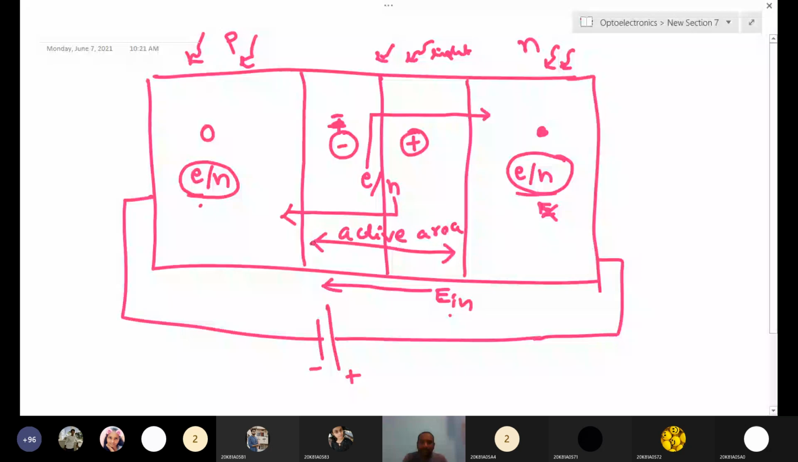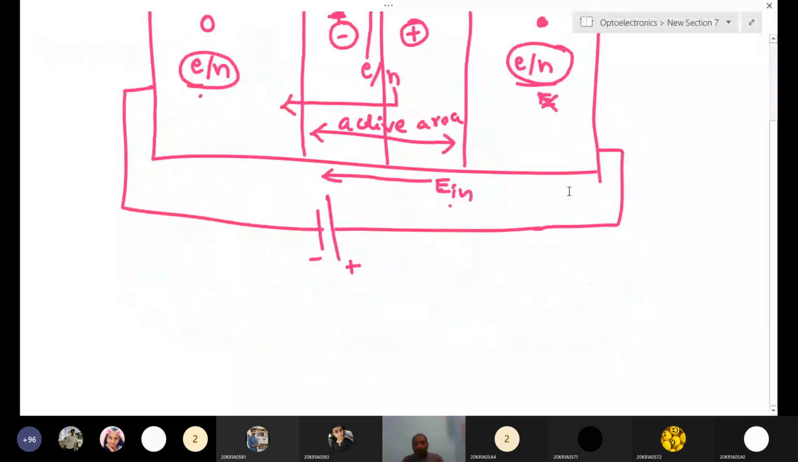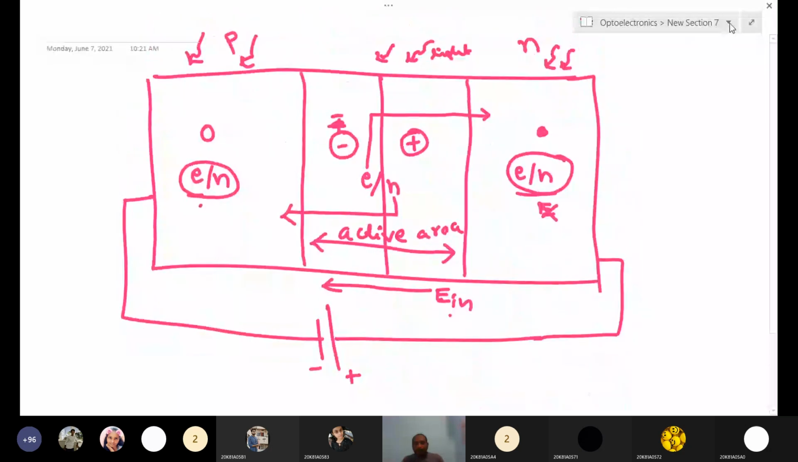Now we'll see the construction of these photodiodes. Is this clear to everyone? How the electron-hole pairs are generated, how we separate them, how we collect them? Is it clear to everyone? Yes, sir. Okay, next step we'll go to the construction of the photodiode.